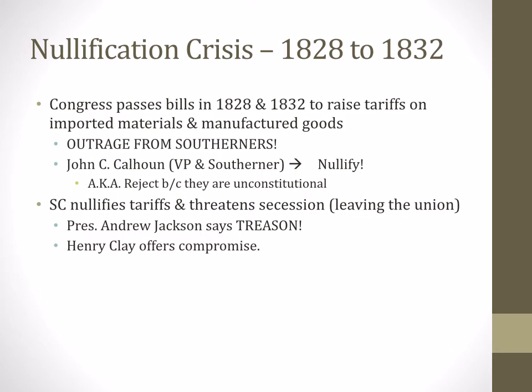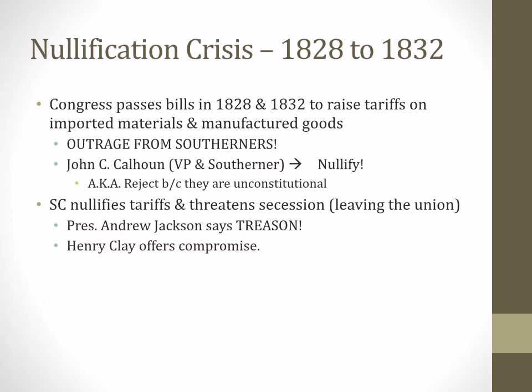So also going on in the 1820s, you have the Nullification Crisis. We kind of talked about this a little bit before, but in 1828 through to 1832, Congress passed bills to raise the taxes on imported materials and manufactured goods. The Southerners were really ticked off because they send out all of their raw materials and import all manufactured goods. The South was farming, it wasn't manufacturing, so they had to import their manufactured goods. And they were like, wait a minute, we're paying more money, what the heck?